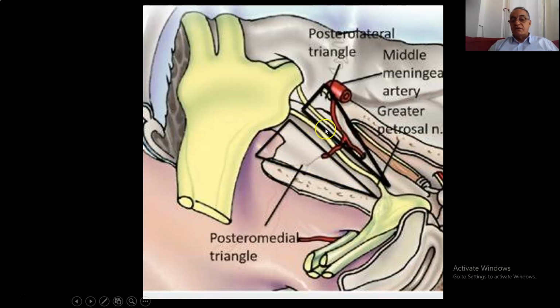The Glasscock's triangle is between the greater superficial petrosal nerve and the arcuate eminence with the middle meningeal, and the middle meningeal with the greater superficial. You get the Glasscock's triangle. This is the middle fossa view of the petrous and lateral carotid artery.